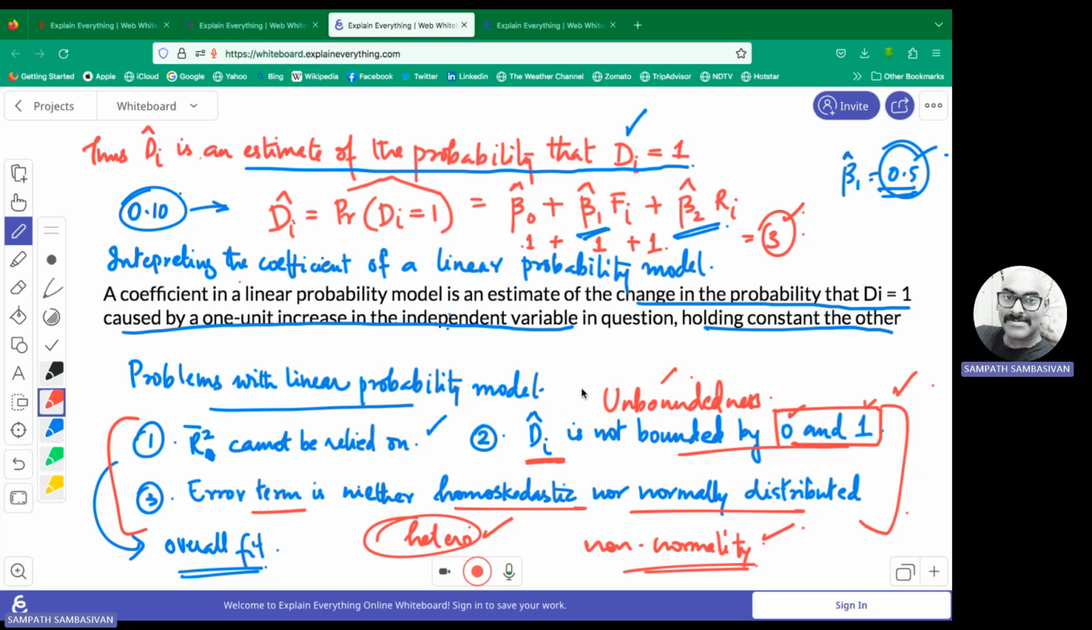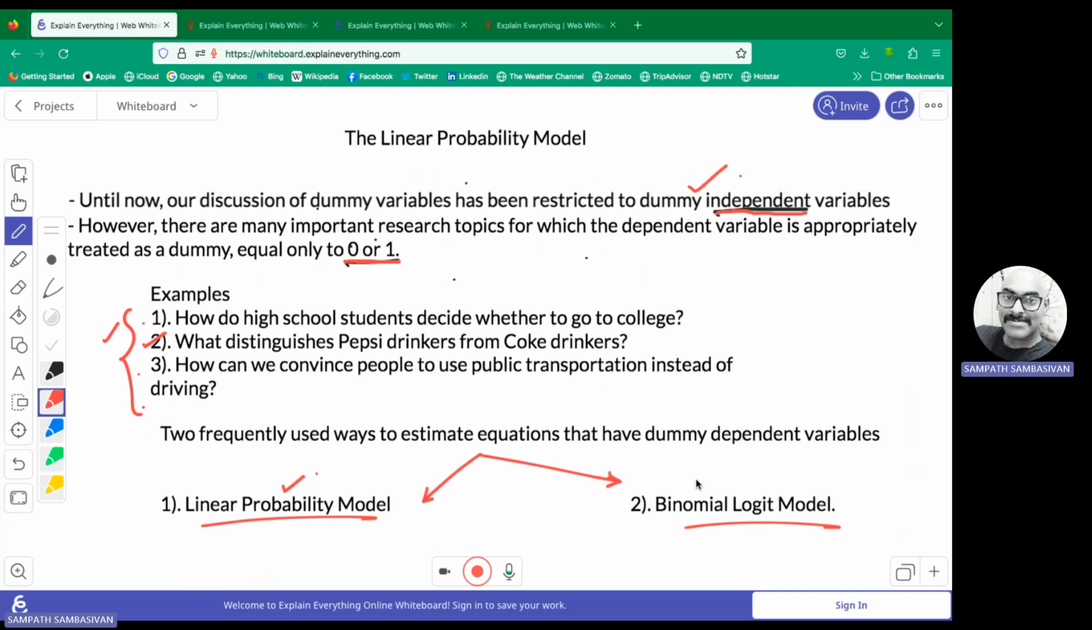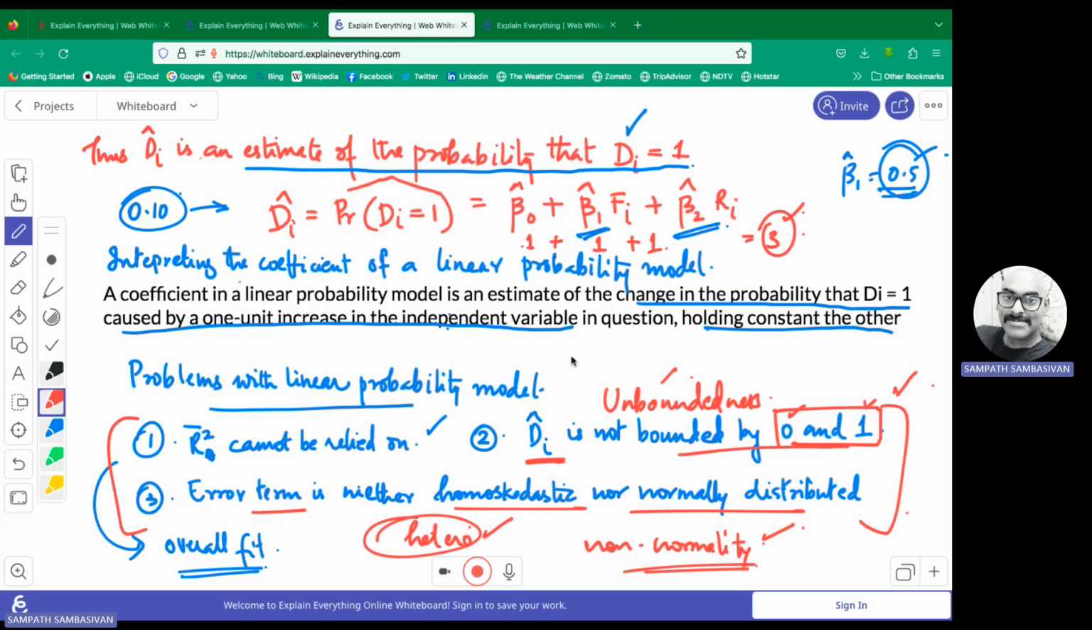For example, in one of the earlier recordings, I have talked about a model called a binomial logit model. The binomial logit model tries to cover some of these difficulties that are associated with the linear probability model.